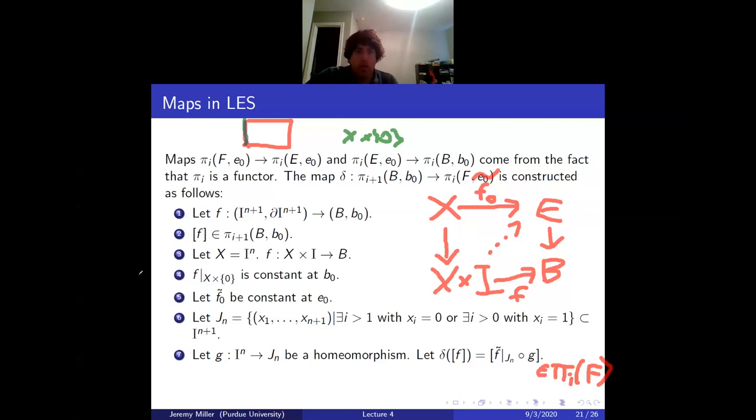Okay. So now let's see. I think this J_n is going to be the other part of the square.